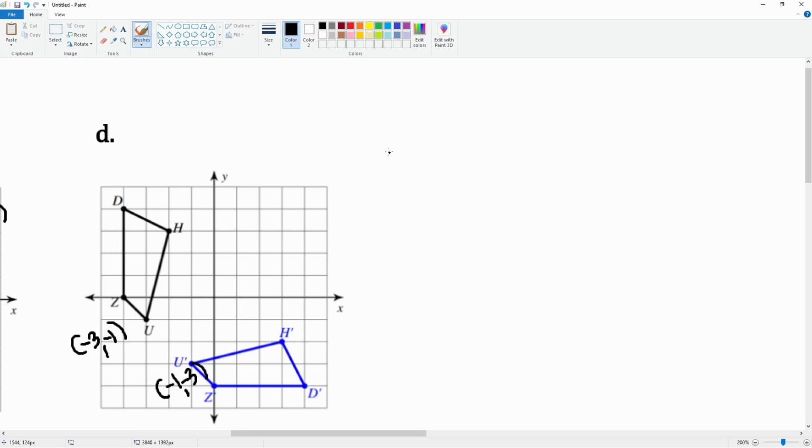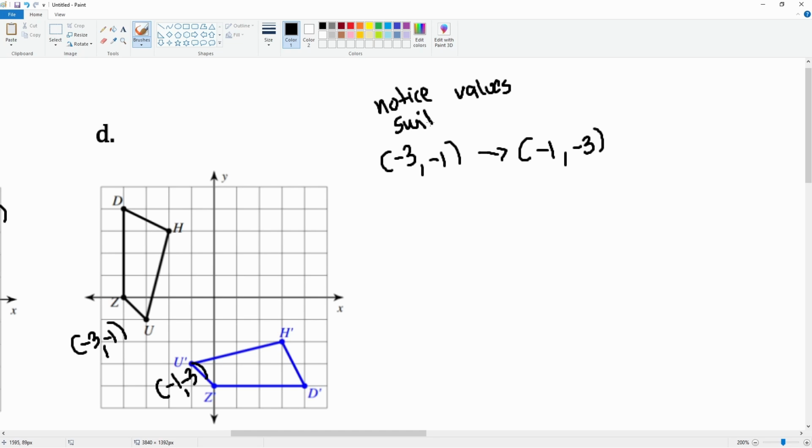Oh wow, do you see this? These 2 points, it went from -3 comma 1, and it became -1 comma -3. Notice that the values switch spots. And if you remember from the question above, when it switches spots, the line of reflection would be y equals x. This would be the line of reflection because the values switch spots here.